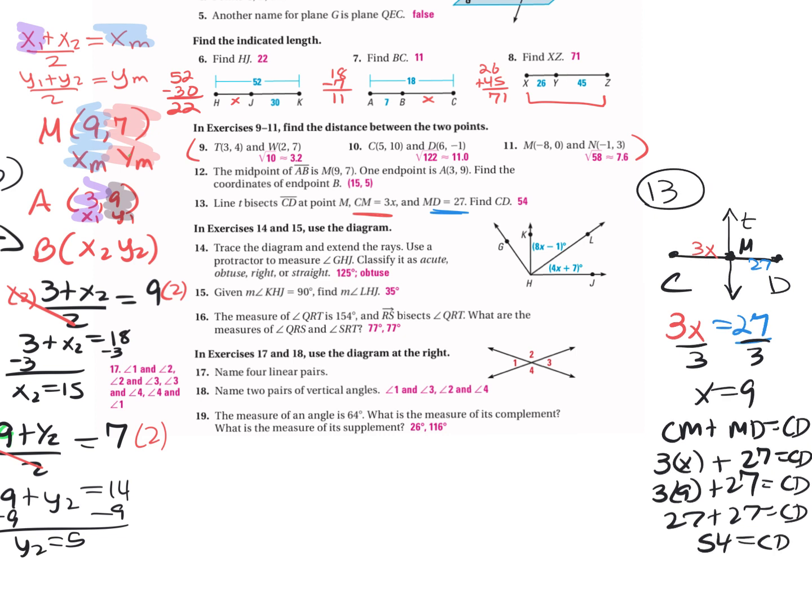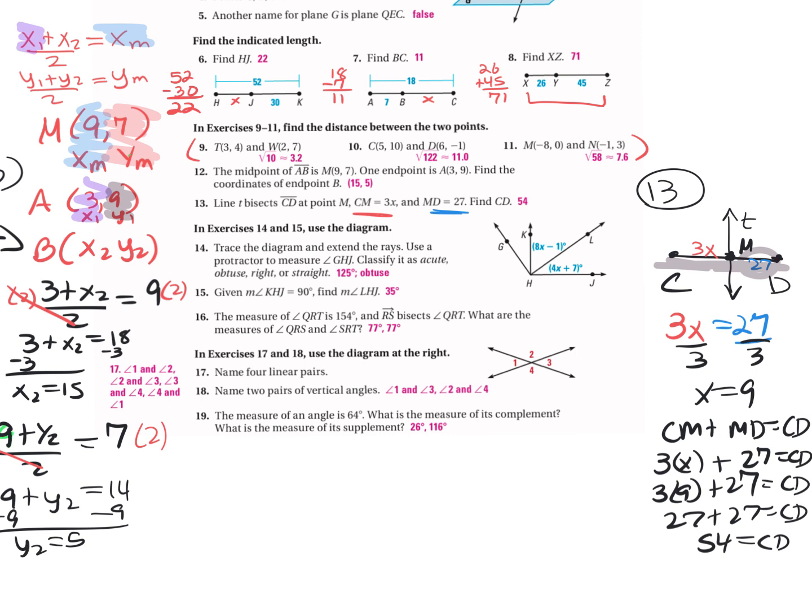Now, honestly, if you recognize that this segment was bisected, you could have just taken the 27 and doubled it and not done the whole solving for x. However, if they would have asked you to find x, that's how you would have done it. So the answer for CD, the length of the whole thing, is 54.